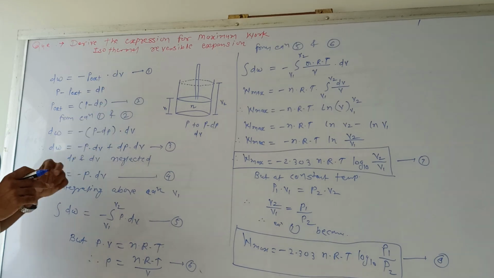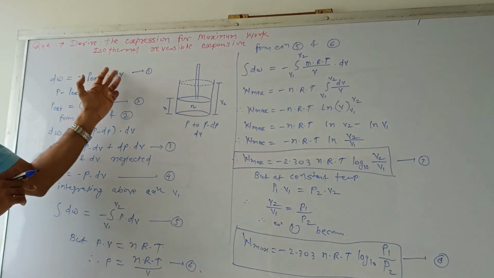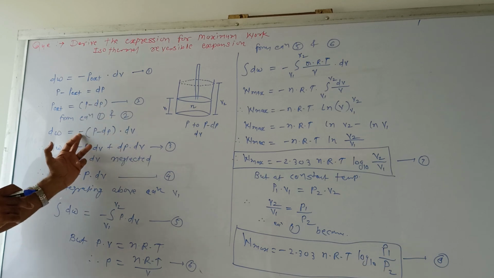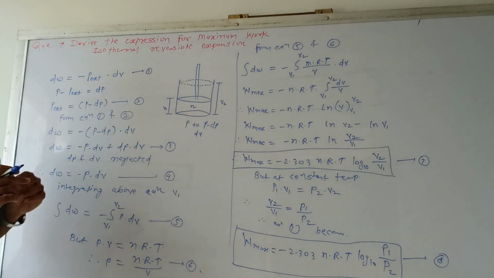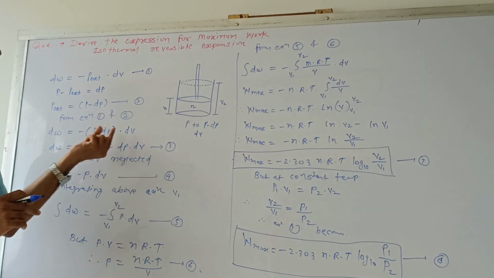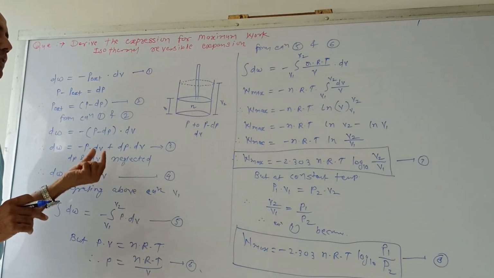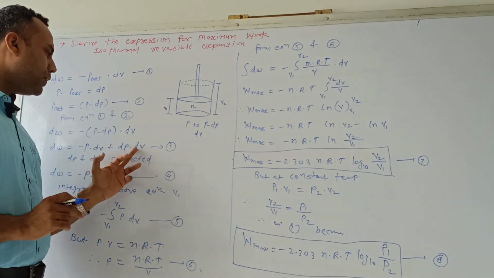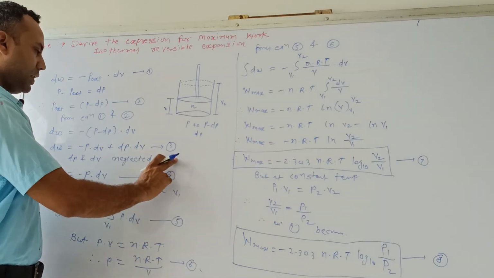From equation 1 and 2, we are placing dW as it is, dV as it is. Only P external is nothing but P minus dP, minus sign as it is. After that, dW is equal to, after solving, minus P into dV, minus minus plus, so dP into dV. This is equation number 3.